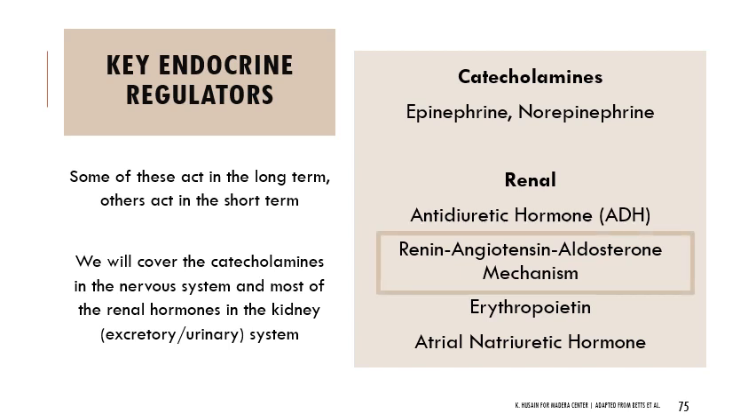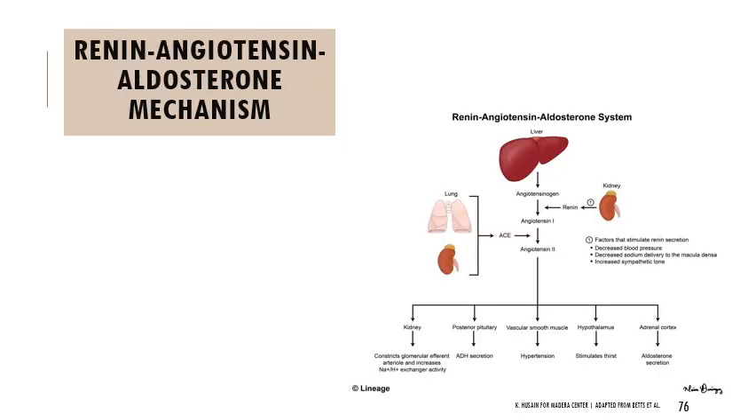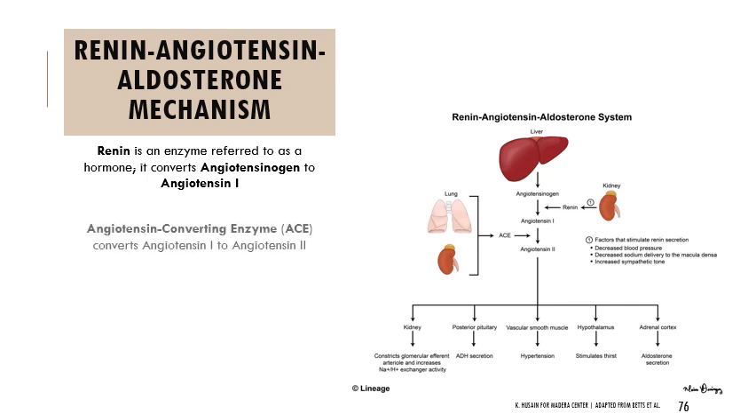But we're going to focus right now really quickly on the renin, angiotensin, and aldosterone mechanism, specifically because there's a class of medications that you should be familiar with that relates to this mechanism. So you might have heard of the enzyme renin. It's also referred to as a hormone because it's an important signaling molecule. And so it is secreted from the kidneys and meets up with angiotensinogen from the liver and converts it to angiotensin 1. So you have this chemical change.